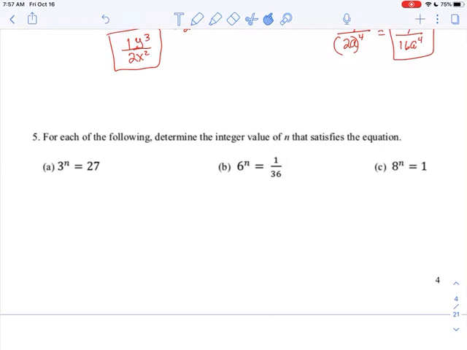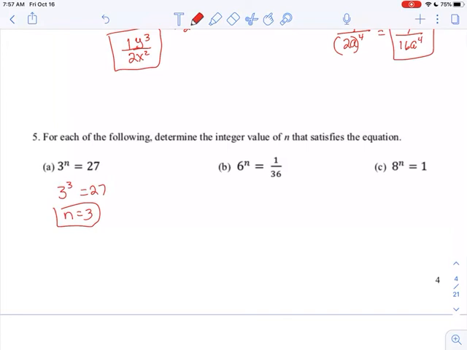Okay, we're going to work with some more of these tomorrow on 5, but just to give you an idea of how we're doing this, I think these you can see in your head. Tomorrow we won't necessarily be able to see them in our head, what to do. 3 to what power equals 27? Well, 3 to the third power equals 27, so n equals 3. These we can just see. The ones tomorrow we won't necessarily be able to see.